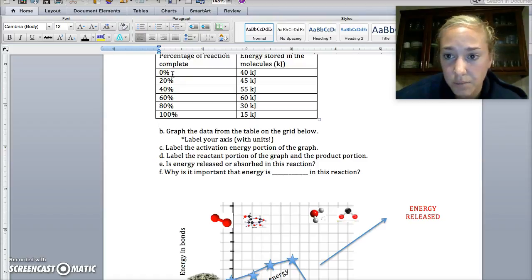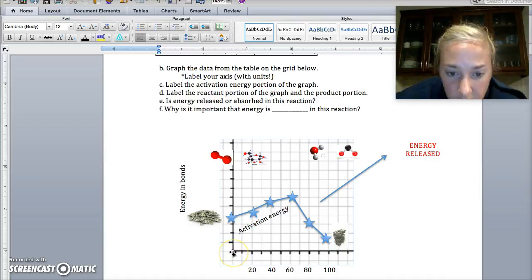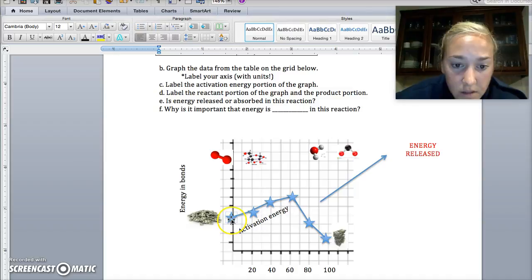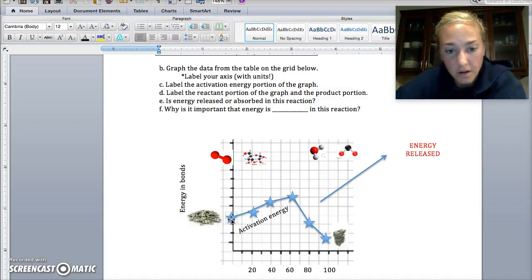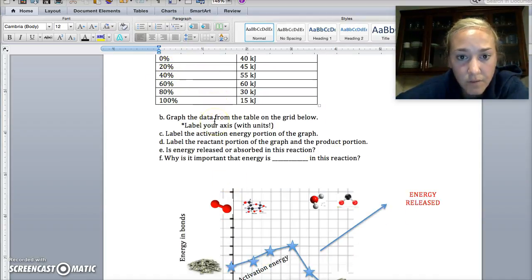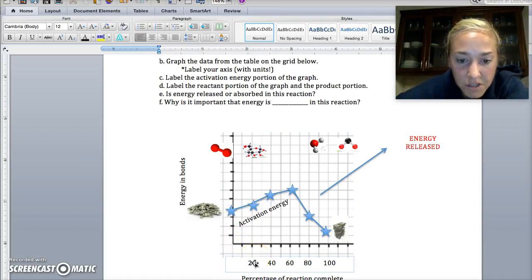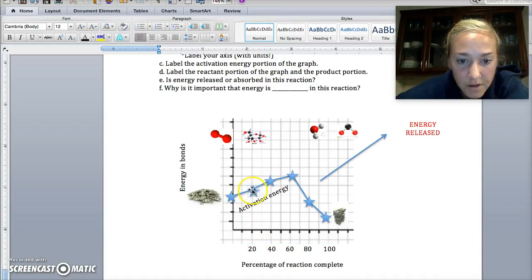At 0% complete for the reaction, so 0 on the x-axis, we know that there's 40 kilojoules stored in the molecules. So let's go down here. At 0%, we have 40 kilojoules stored. So that's the star right here. First point. Second point, at 20% of the reaction, we've got 45 kilojoules. So it went up a little bit. So here we go, 20% of the reaction is complete, and our energy now has risen to 45.